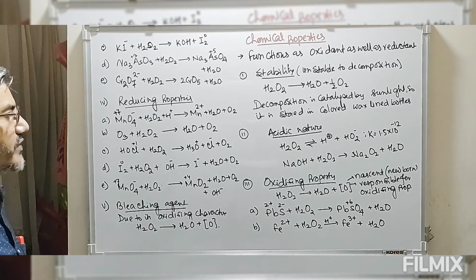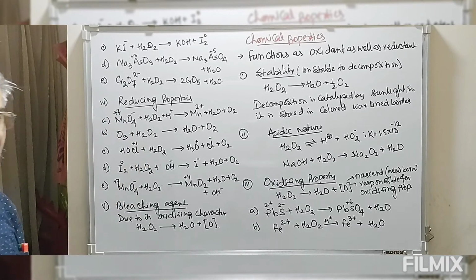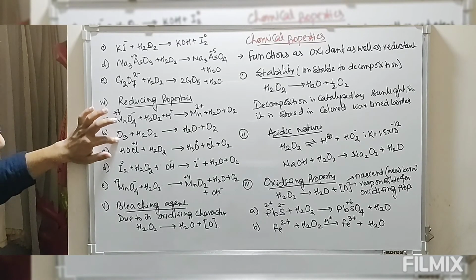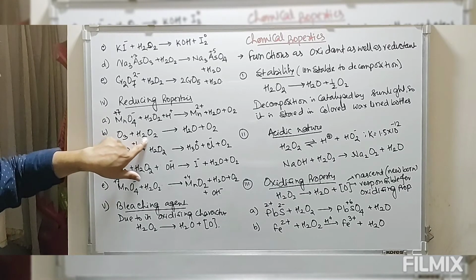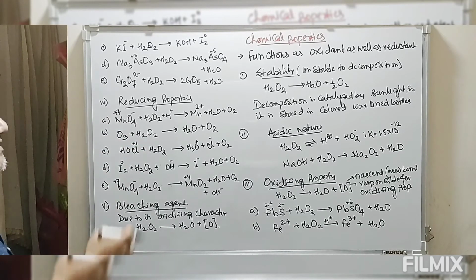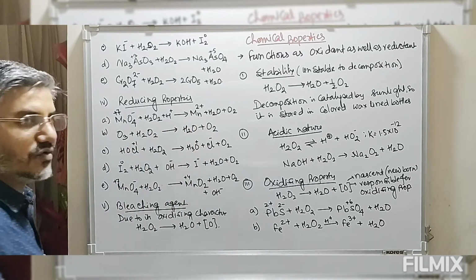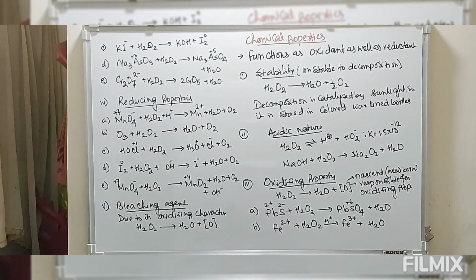In the next reaction, we have the reaction of ozone with hydrogen peroxide. Ozone is a much more powerful oxidizing agent. So in this reaction, ozone is acting as an oxidizing agent and hydrogen peroxide is acting as a reducing agent. Now this is acting as a reducing agent, so it must be oxidized, and it is oxidized to molecular oxygen.